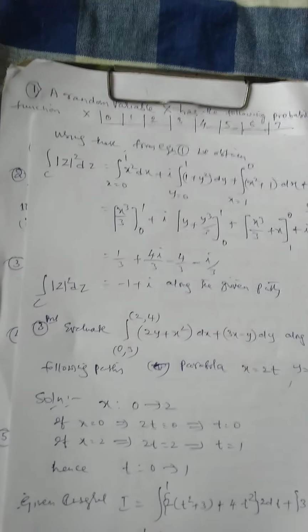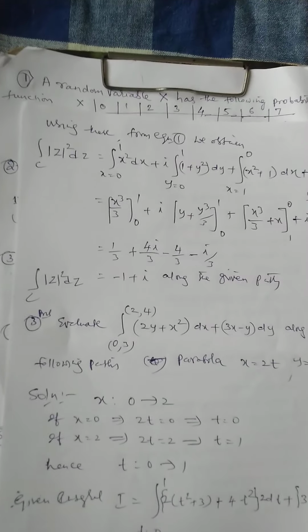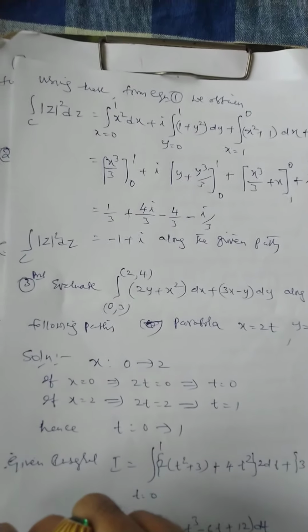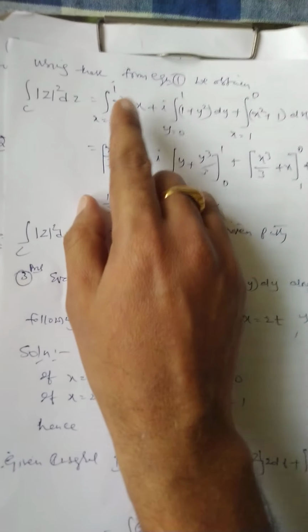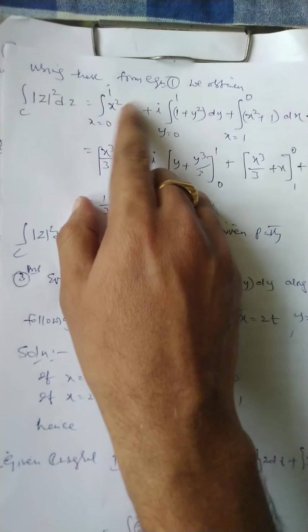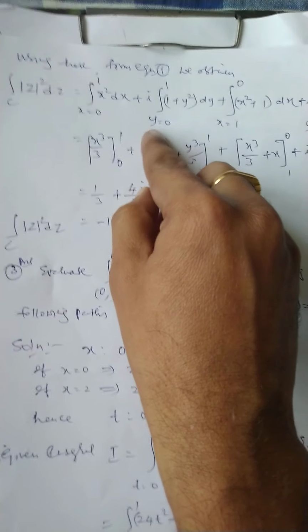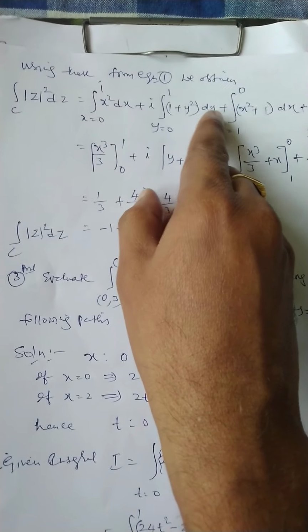Okay, let us substitute this in the above equation 1. Already we split the given curve C into 4 parts, C1, C2, C3, C4. Let us substitute this. Along C1 I have already seen mod z square is nothing but x square dx, where x varying from 0 to 1. Along C2 I have seen y varying from 0 to 1. I am taking i outside, i into 1 plus y square dy.